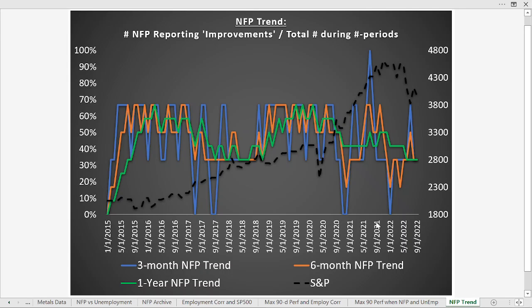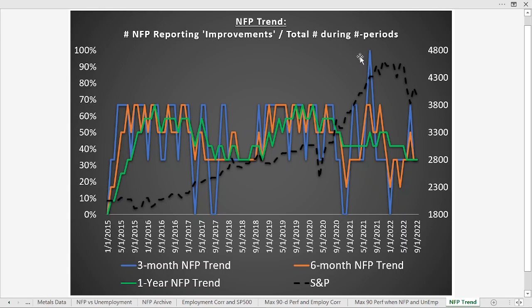And the green line shows the 1 year. Over the past 12 reports, how many reports were good, how many were not. And that's also not so great either. The black line shows us the S&P 500. Notice something interesting. As the S&P 500 went up, up, and up, and up over here, the blue line really spiked higher. That shows us in the month of July, the last three reports all showed an improvement.